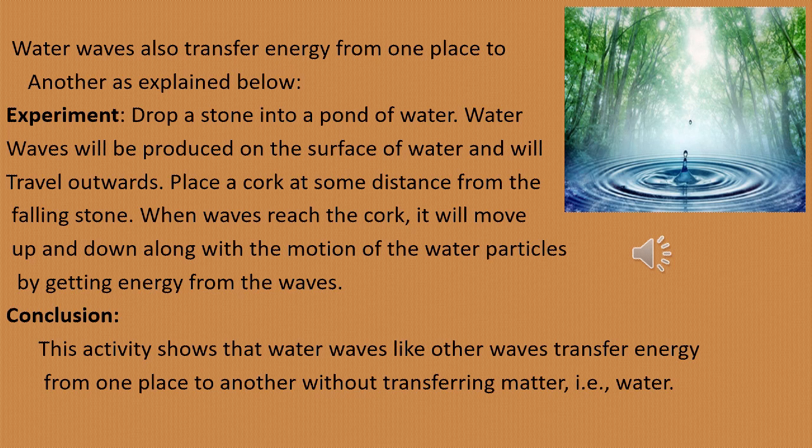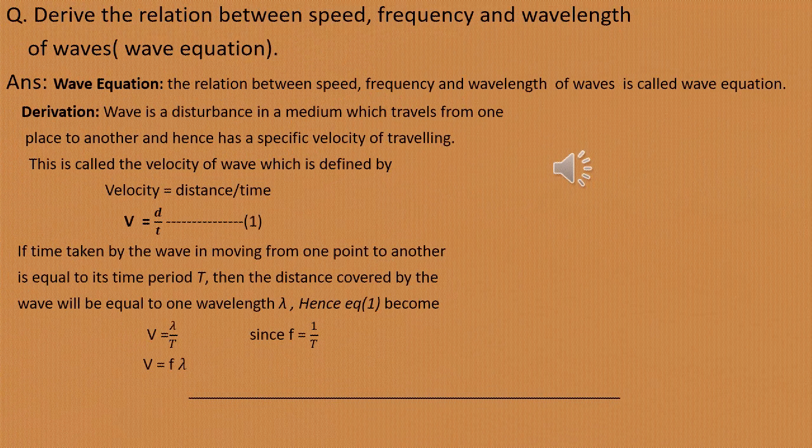Conclusion: this experiment shows that water waves, like other waves, transfer energy from one place to another, without transferring matter, that is, water. Question: derive the relation between speed, frequency and wavelength of waves. Wave equation. Answer: wave equation. The relation between speed, frequency and wavelength of waves is called wave equation.